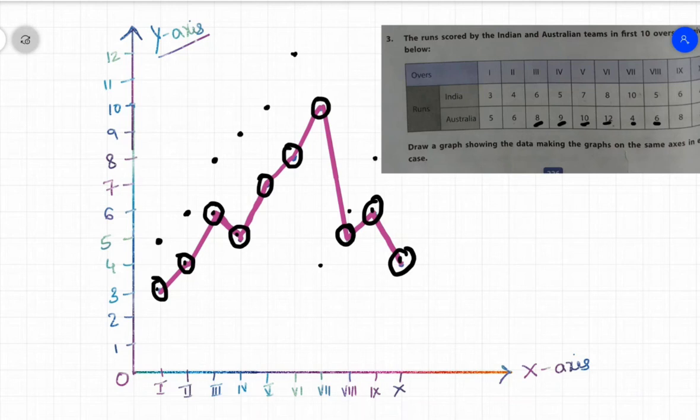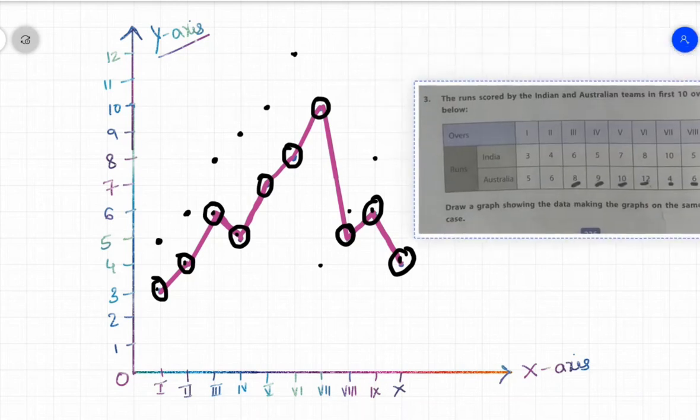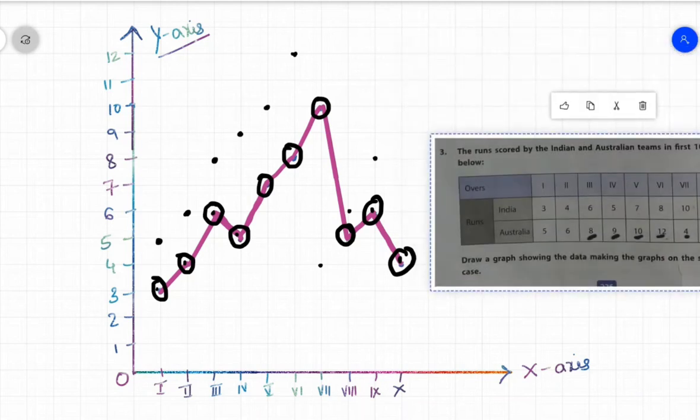It is coming this place. And 10th over is also equal to 8. We have to move this figure a little. So 10th over also it is equal to 8. Here it is coming, isn't it? Ninth over also 8 and 10th over is also 8. Again what you have to do is you have to join all the points.